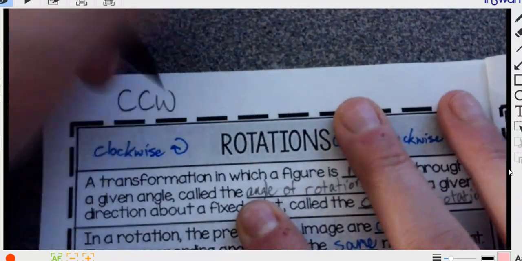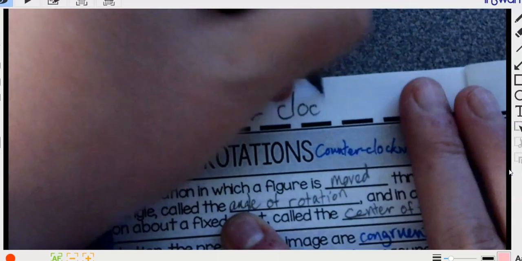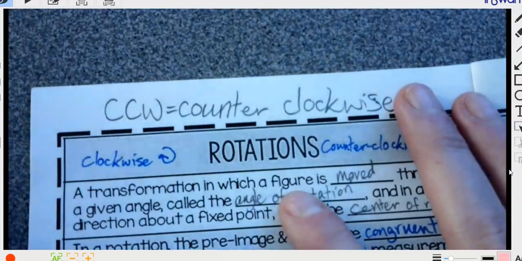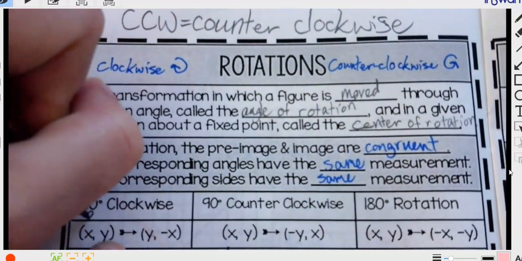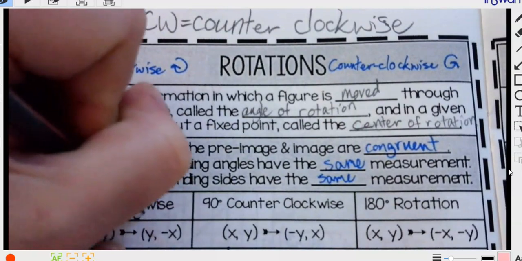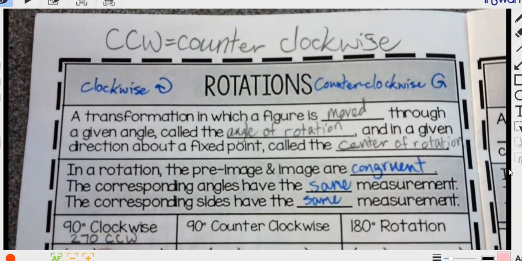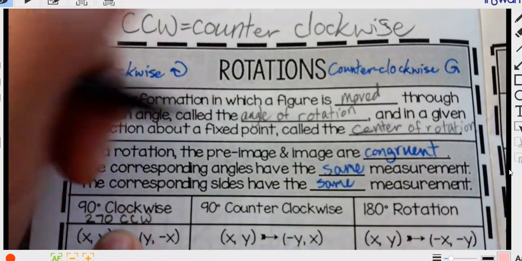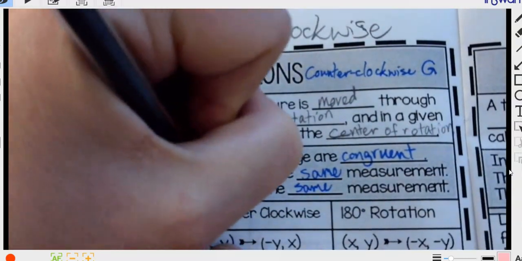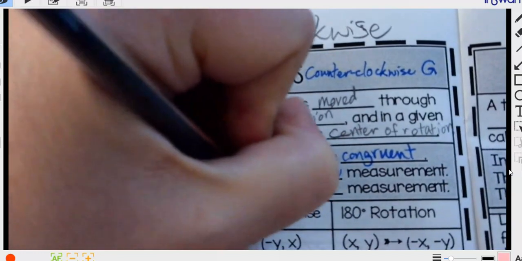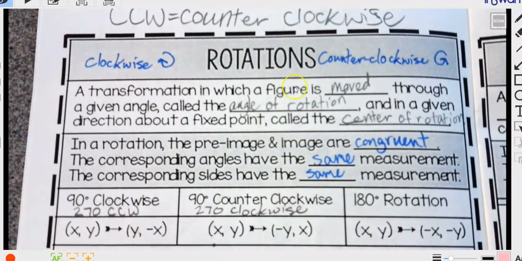So I want you to write on the top of your page CCW equals counterclockwise. Because on here, we need to write 270 CCW. You can write counterclockwise there if you can fit it. I just cannot fit that there. All right, and then here, 90 is the same as 270 clockwise. They are the same. So a quarter turn one way is the same as three quarter turns the other direction.